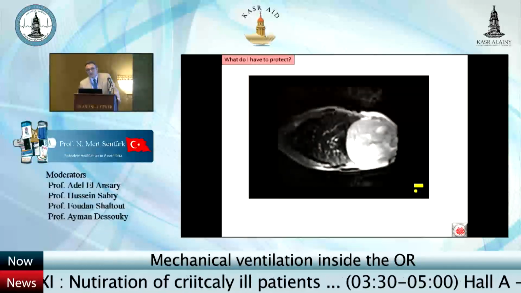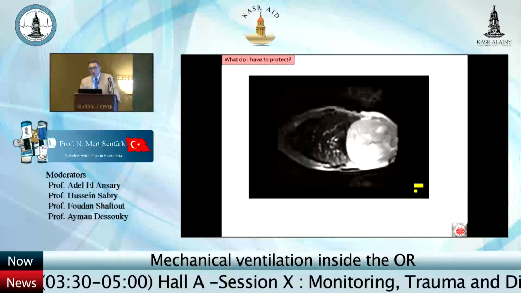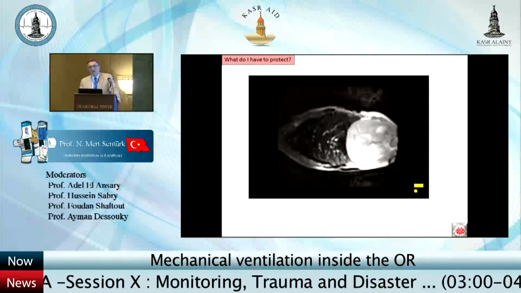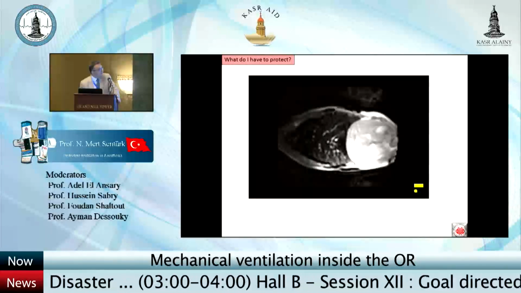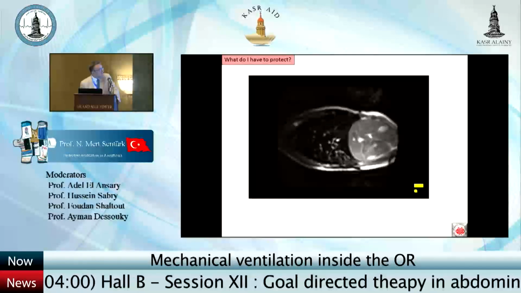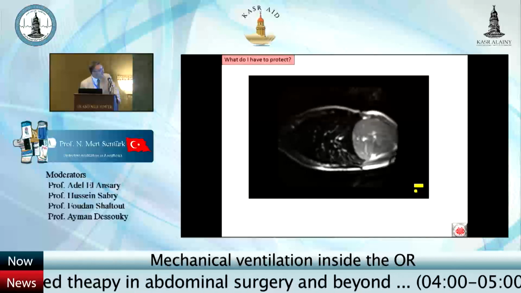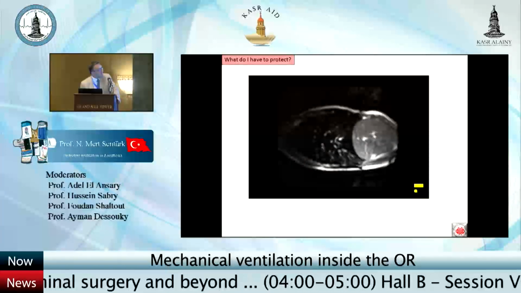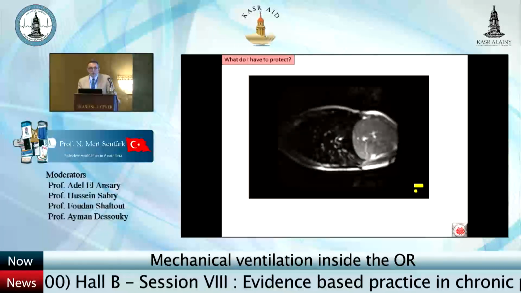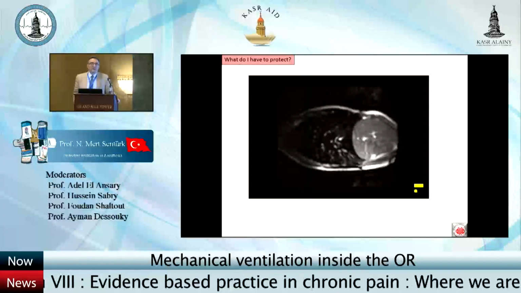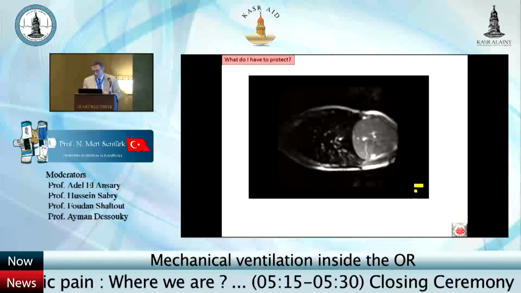And what do I have to protect? What is the difference between spontaneous breathing and mechanical ventilation? We all know that there are some changes between mechanical ventilation and spontaneous breathing. If I breathe spontaneously, you can see that the main part of the breathing is here, the bottom side, the dependent parts of the lung. And this is good, because the perfusion of the lung is also better than the upper parts of the lung. And therefore, we have a good match of ventilation and perfusion.